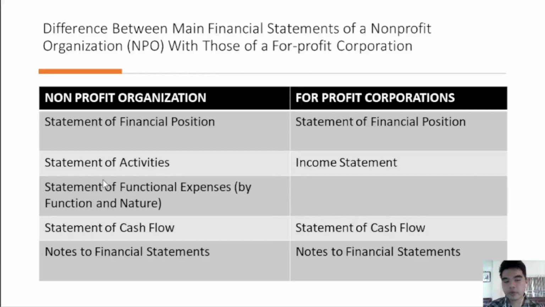In a non-profit organization, they have a statement of activities. And for a for-profit corporation, they have income statements. So, these two are somehow similar. The only thing that is unique to the non-profit organization is the statement of functional expenses. So this is something that is unique and exclusive to the non-profit organization.